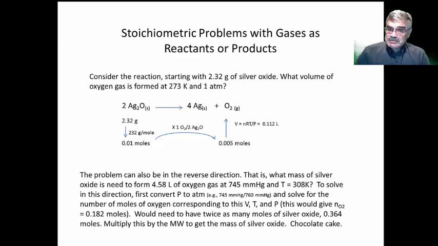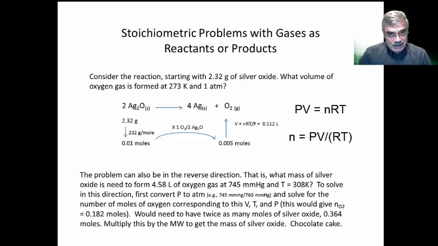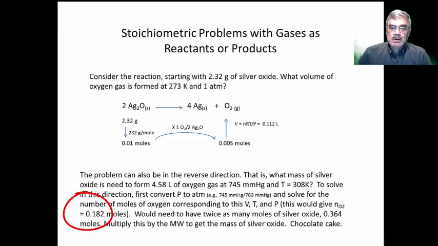To solve the problem in this reverse direction, we take the information we're given, the pressure, the temperature, and the volume that we want to obtain, and we solve for the number of moles, n. Just plug that into PV equals nRT, solving for n. PV divided by RT is equal to the number of moles, n. So we solve for n, and we would determine a value of n, the number of moles of oxygen that corresponds to that particular volume and pressure and temperature of oxygen gas. We would determine that the number of moles of oxygen is 0.182 moles.